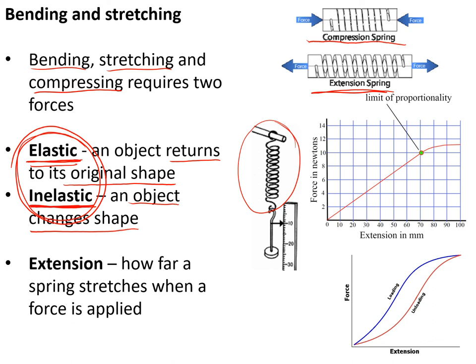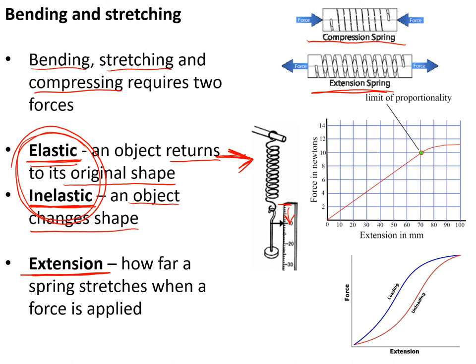Now, when we talk about springs, we talk about their extension. The extension of a spring is how far it stretches when a force is applied. Okay, and you measure it like this. So you have a spring attached to some kind of support, and you have some masses, and you set the bottom of the spring level with zero on your ruler, and then you add some masses and you just measure how far down the spring gets pulled. In this case, the extension might be, say, 10 centimeters or something like that.